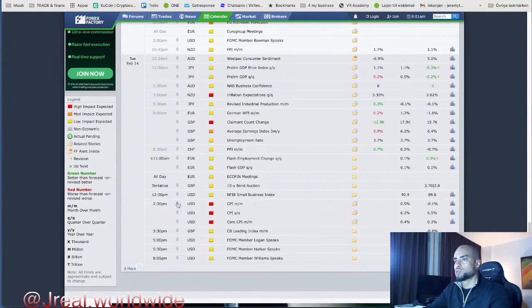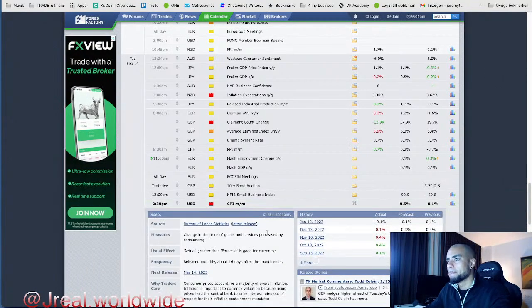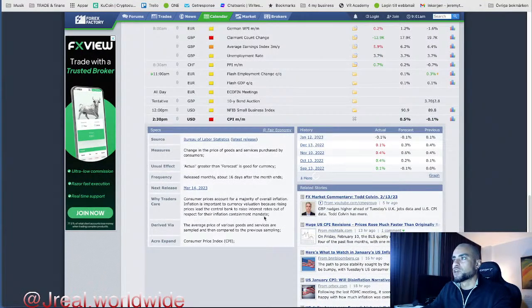So we have news at 2:30 p.m. today. For the US dollar, it is the CPI. What is CPI? CPI is the consumer price index. So this is basically inflation. How big is the inflation rate? Let's see, change in the price of goods and services purchased by consumers. So as I said, the inflation rate. And what you see here, usual effect: actual greater than forecast is good for currency. So the forecast is 0.5%.